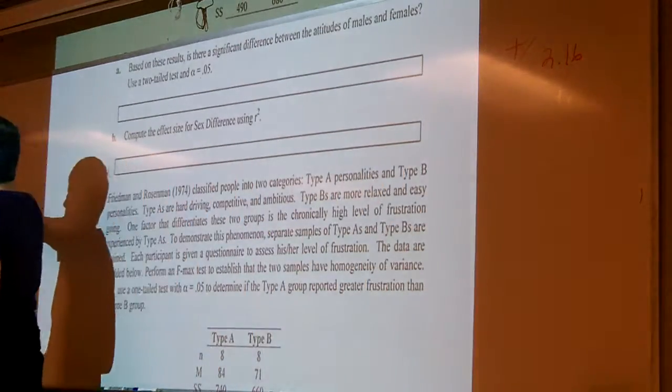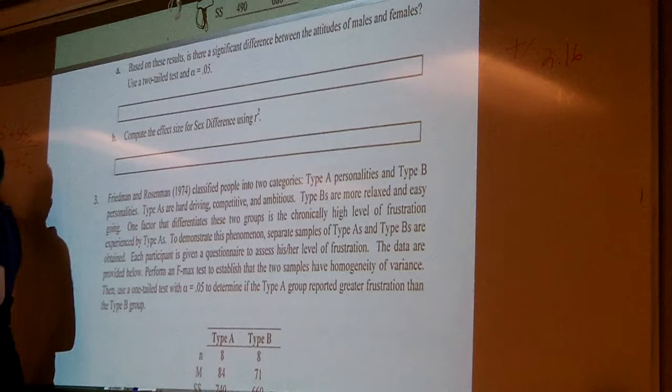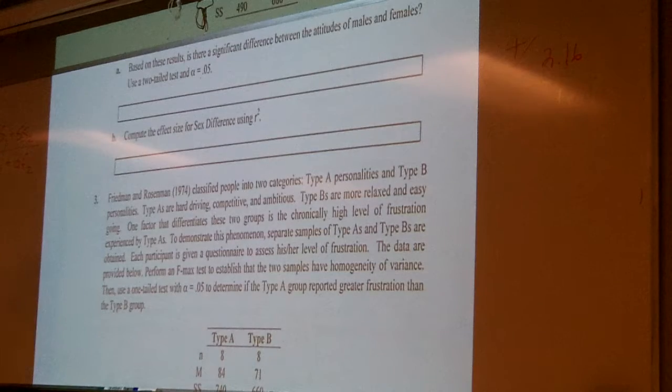I just figured out my degrees of freedom pool because I needed it to look up my critical value. Now I need to do my sum of squares pool. How do I get that? 490 plus 680. Yep, just add up those two sums of squares. So what do I get? What is 490 plus 680? 1170. So 1170 divided by 13 is 90.